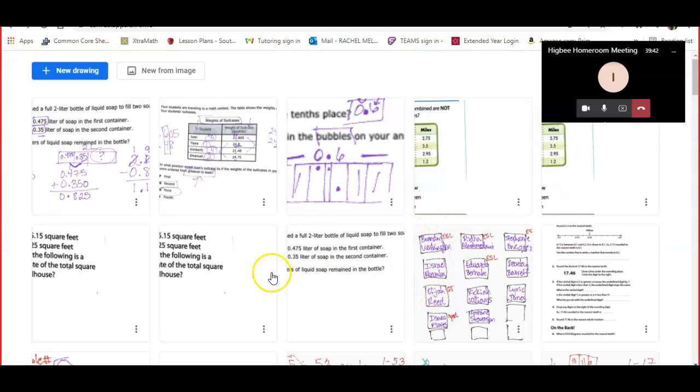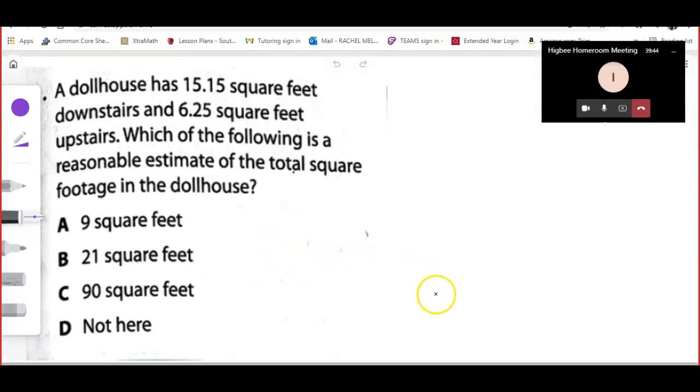All right, let's do one more. So now we have this one. Who would like to read this one?